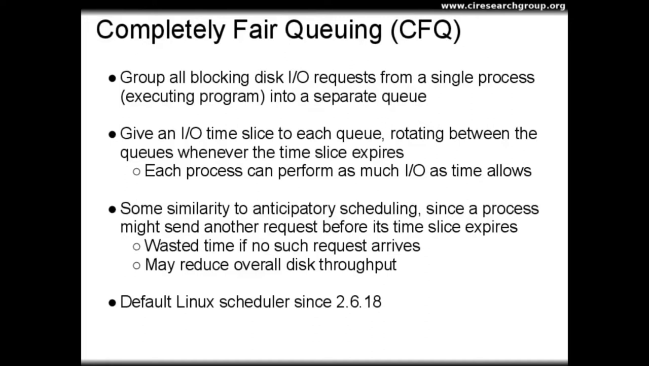There is a little bit of similarity here to anticipatory scheduling, since a process can send another request during its time slice and try to get that request in without having a lot of seek time. However, this algorithm can waste time if a process does not immediately turn around and send another request. Thus, it can reduce the overall disk throughput, since there could be idle times while waiting to see if another request will come in before a time slice expires. This has been the default scheduler in Linux since 2.6.18.